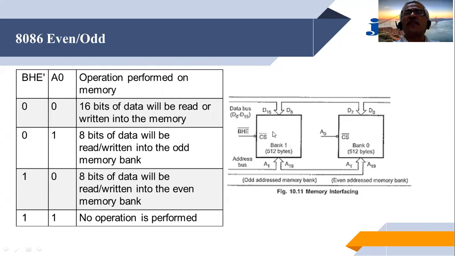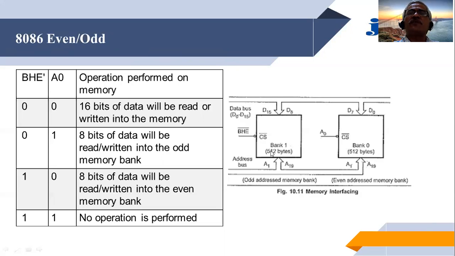But it gives us the flexibility whether we want to read from the even bank, or bank 1, which is the odd bank, or read from both of them or write onto both of them. That is quite possible. So we have seen that we can organize the memory into different banks so that we can access either only 8 bits of data or 16 bits of data.